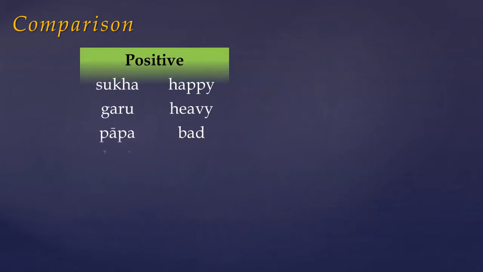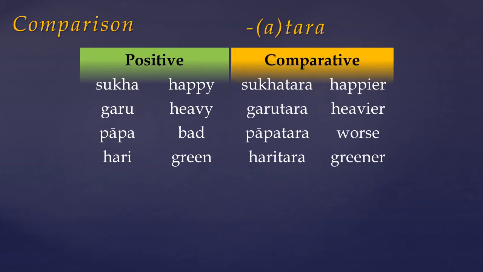In Pali, the most common way to form a comparative adjective is to add the suffix tara to an adjectival stem. And if the adjective ends in a consonant, an a is inserted between the two. So we get sukhatara, which is happier.